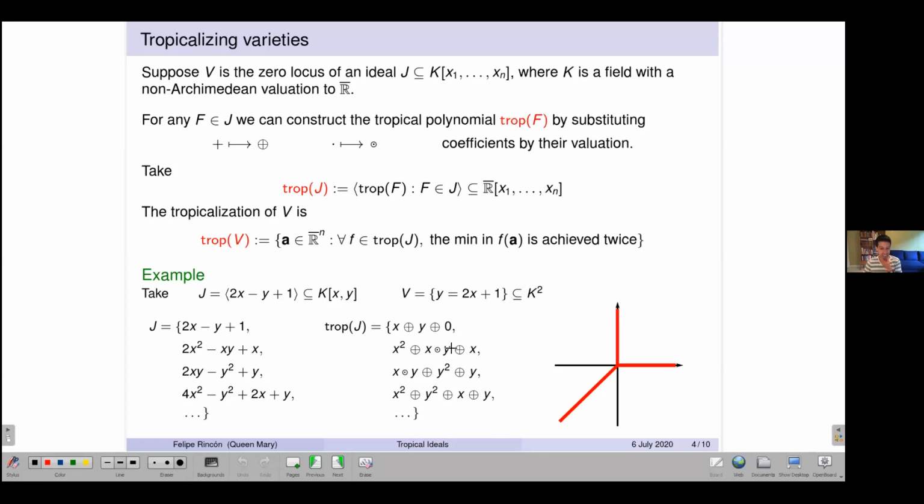So the question is, the classical ideal we started with is principal. It's generated by one polynomial. Is that also the case for the tropical ideal? Is it the case that this tropicalization of J is the ideal generated by just one tropical polynomial? It's not obvious, but this is a good question to see what kind of tricky things can happen.